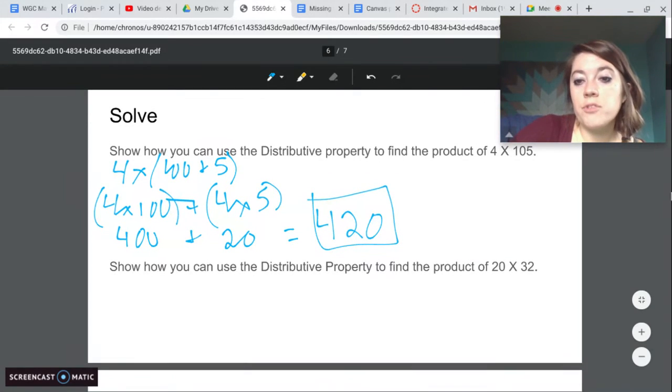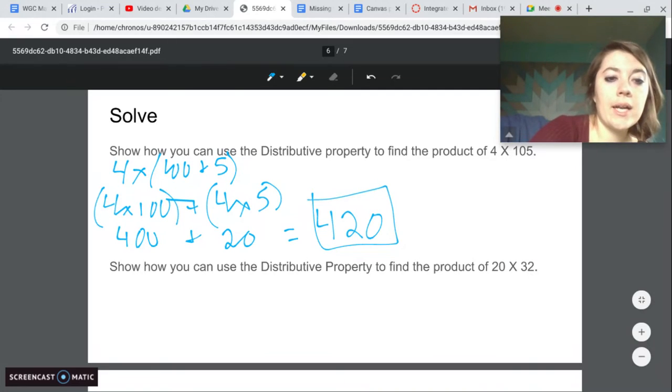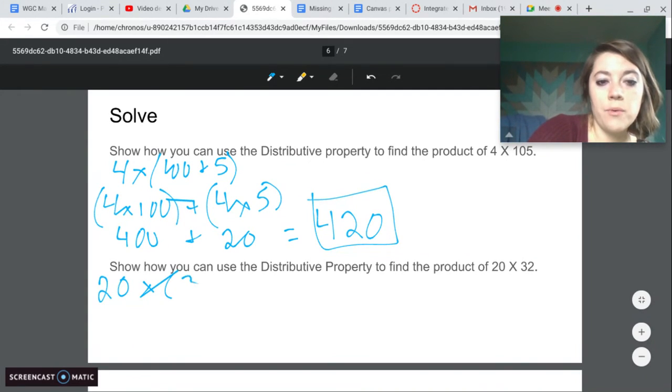Now the next one, we have 20 times 30. So in this case, our numbers are both double digits. So in a lot of these, we have single digit times either a double or triple digit number. This time it's 2 double digit numbers. The number we want to keep to the outside is going to be the easier of the two numbers. So this 20 is pretty easy to multiply by rather than the 32. That's not so easy. So we're going to keep it as 20 times, I'm going to do 30 plus 2.